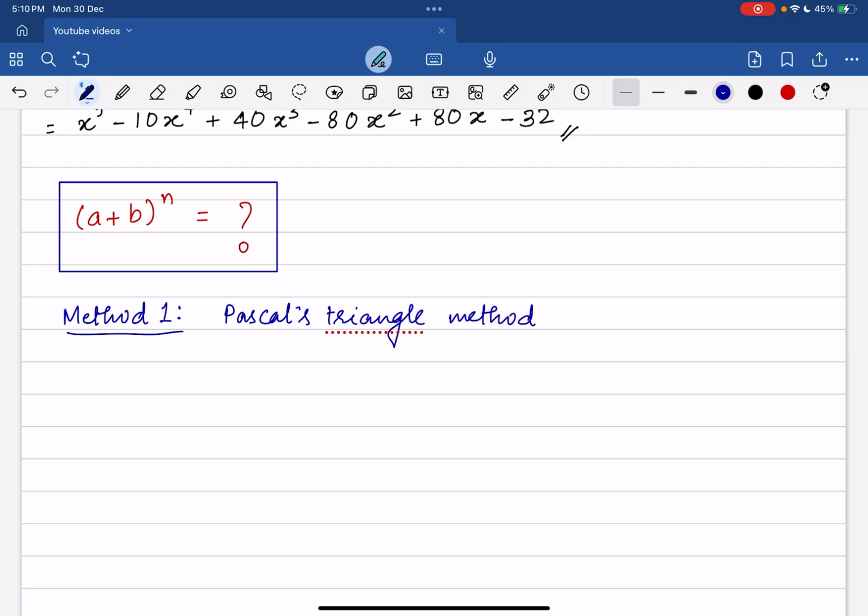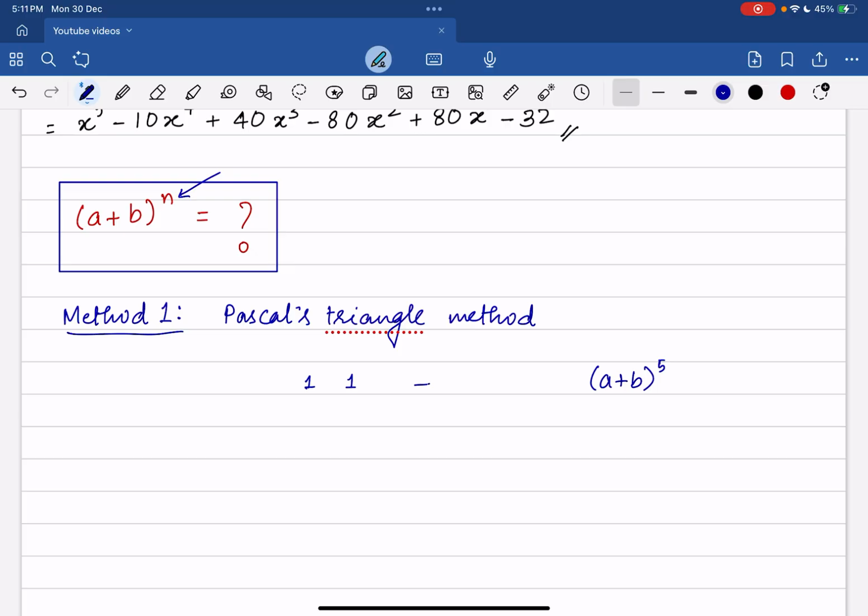Whatever the value of n be, where n is the power of the binomial expansion, we can use the Pascal's triangle method. We can draw that triangle up to whatever value they have asked us to go. Let's say they have asked us to go for (a plus b) the whole raised to 5, which means I have to go until I reach 5.